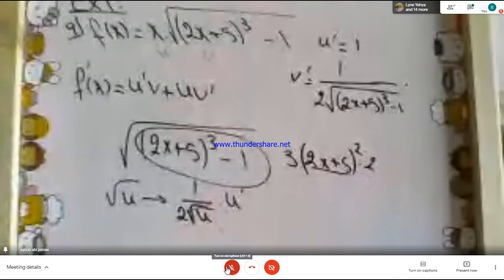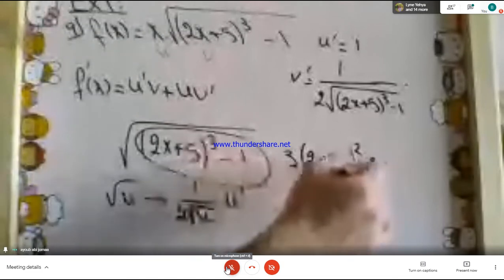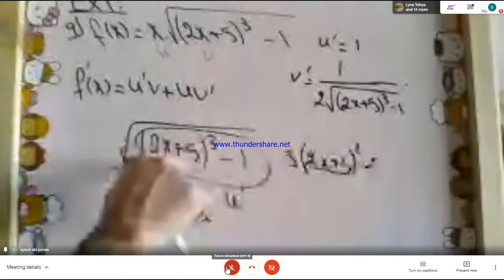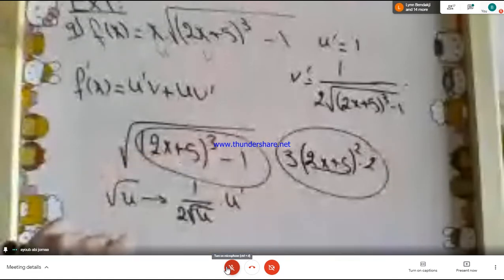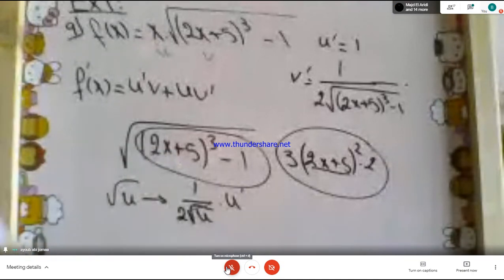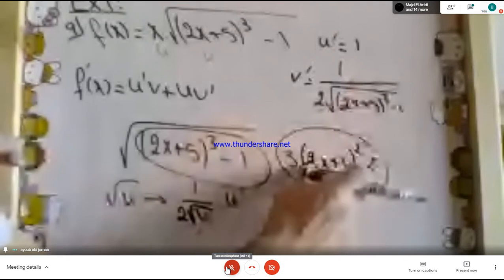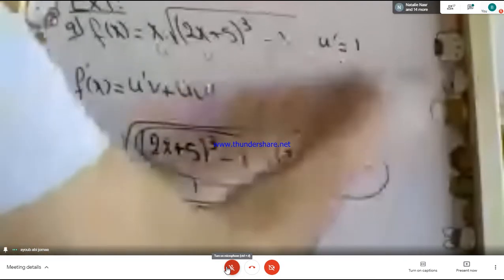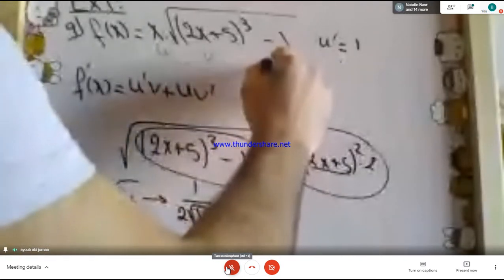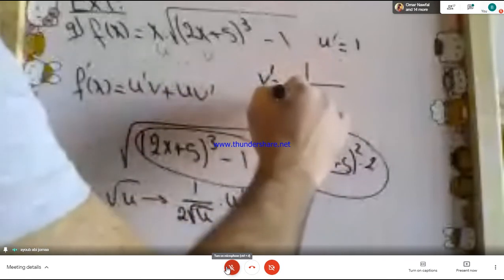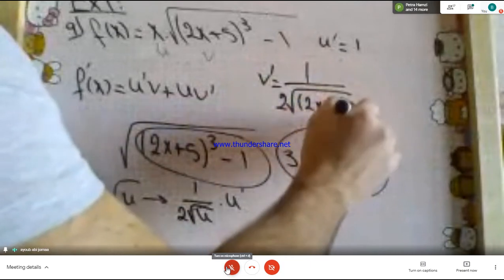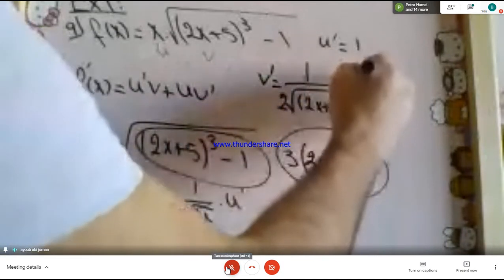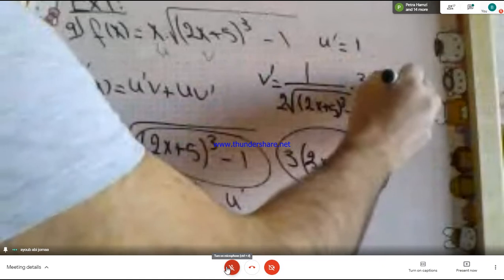Here u prime is the derivative of what's inside the radical. I'll rewrite it for you in the space: 1 over 2 radical 2x plus 5 to the power 3 minus 1, times this 3 times 2x plus 5 squared times 2.